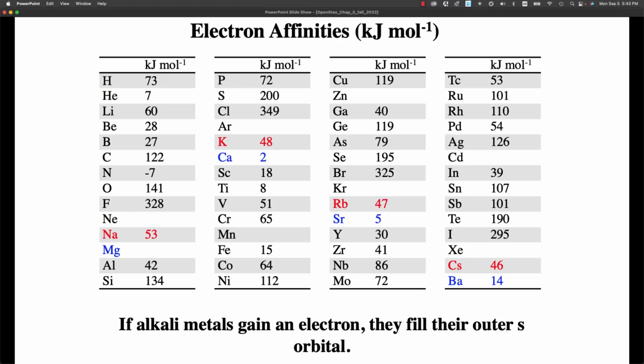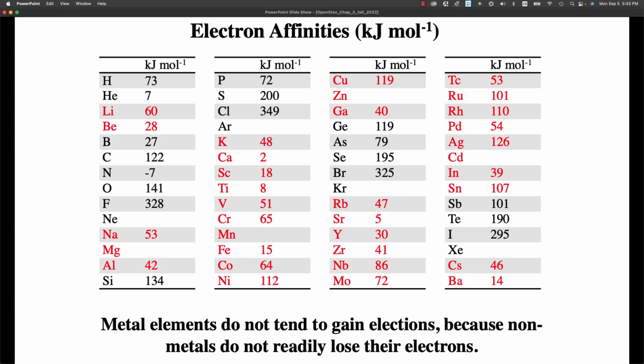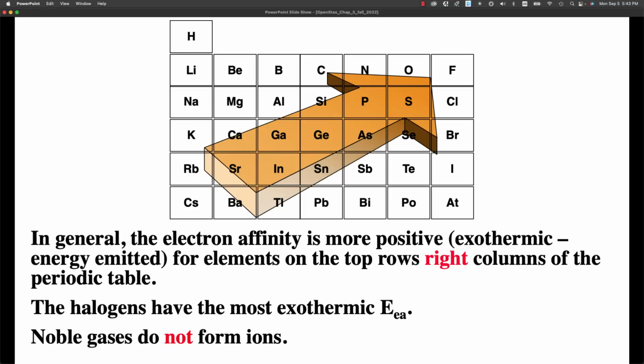If alkaline earth metals gain electrons, their outer s orbitals fill. Nonmetals tend to have larger electron affinity than metals. So the nonmetals are in blue, the metals are in red. And so what this means is that typically nonmetals react by gaining electrons. And metals typically react by losing electrons. And so as you go up and to the right, the electron affinity increases.